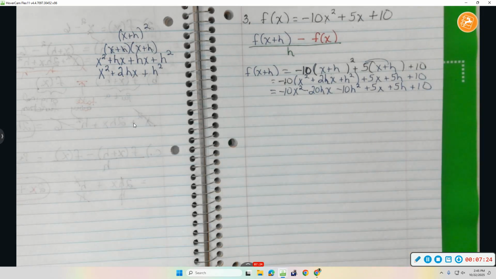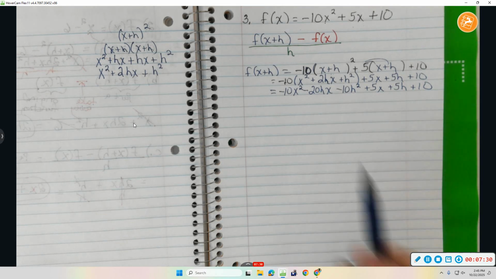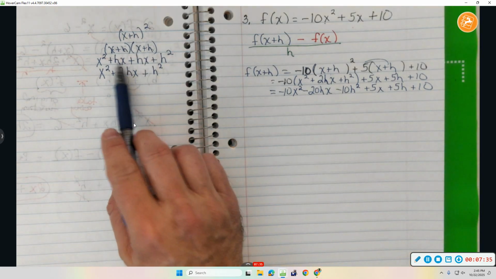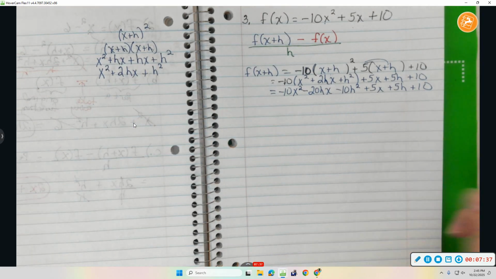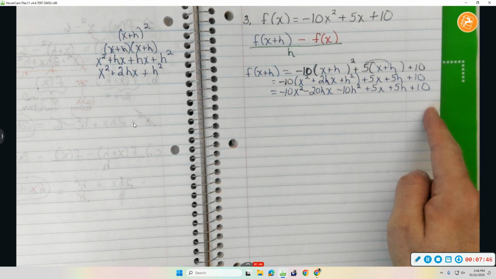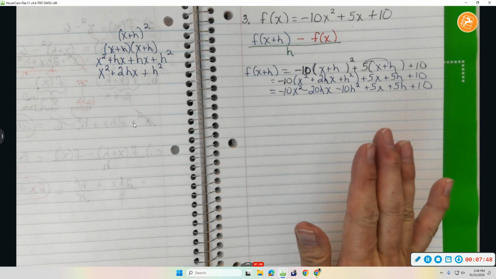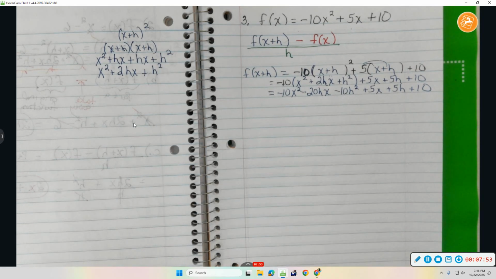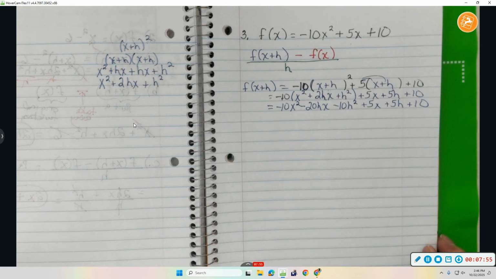Are there any like terms to combine here? No, I don't think so. There's the x squared. Oh, I've already combined the hx and hx. And there's really nothing else. This is why they didn't break it up into 3 parts, so you don't have to be typing all of this stuff in. But this is the hard part of the problem. Any questions on what I've done there? Because the rest is going to fall out really easily now.